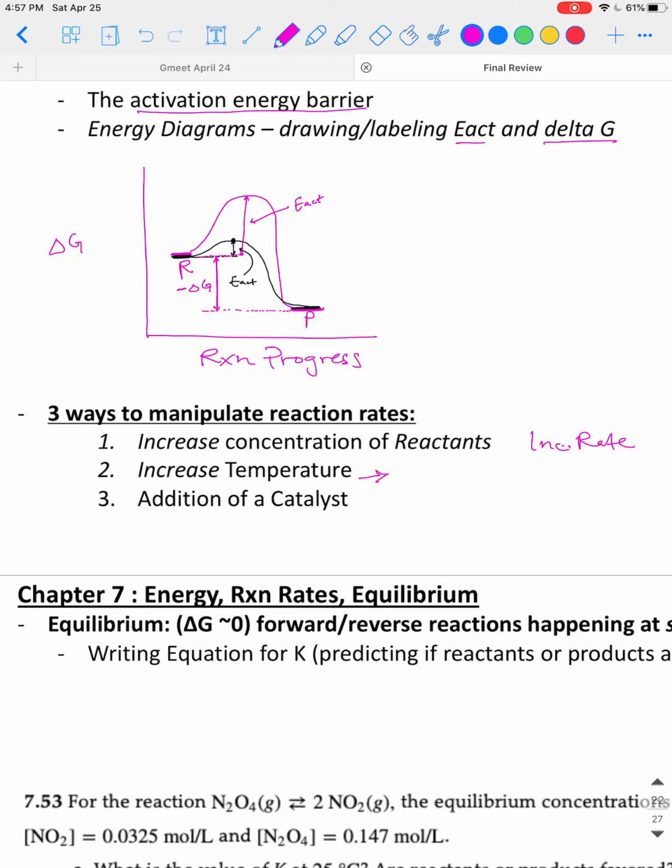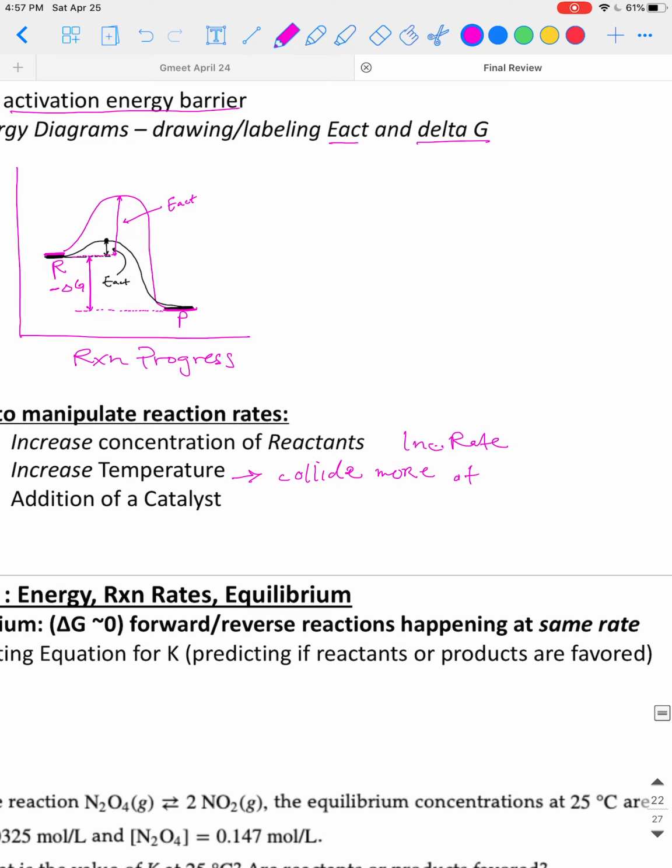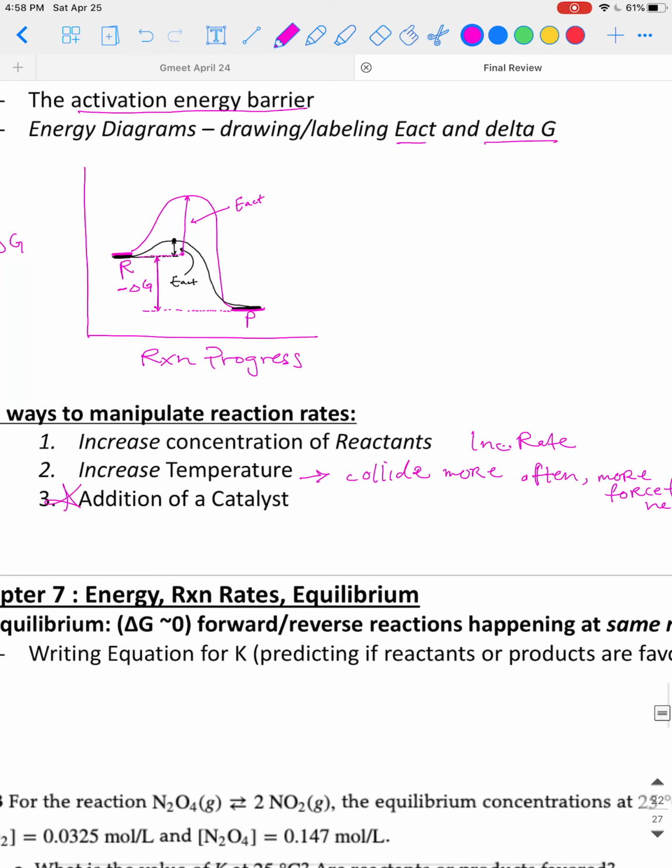All right, increasing the temperature is going to cause your reactant molecules to move with more energy. We've added energy to our reactant molecules. They will collide more often because they're moving faster, and they will collide with more of what we call forcefulness. Okay? And those things will definitely increase your reaction rate.